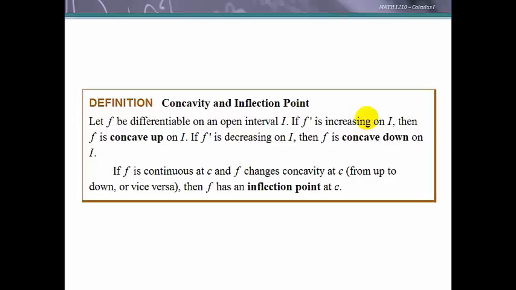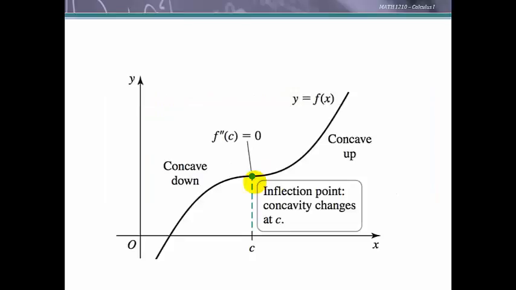If f is continuous at C and f changes concavity at C, so from up to down or from down to up, then we say f has an inflection point at C. So an inflection point is a point on the curve where we change concavity. So here is an example. Looking at this inflection point, we see that we're concave down to the left of it, then we change to concave up to the right of it, and the second derivative here happens to be 0.